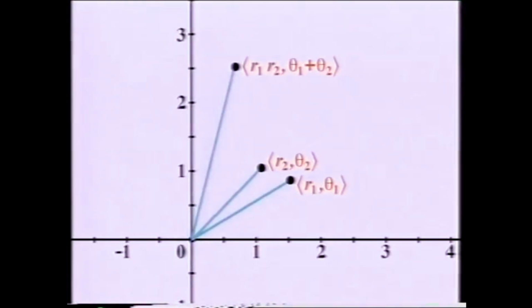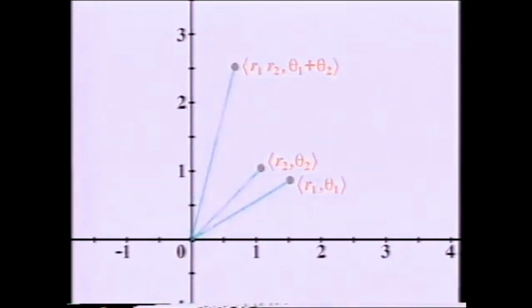So this suggests the following rule. Given any 2 points, r1, theta 1, and r2, theta 2, then their product is r1 times r2, theta 1 plus theta 2. In other words, multiply the r's and add the thetas.